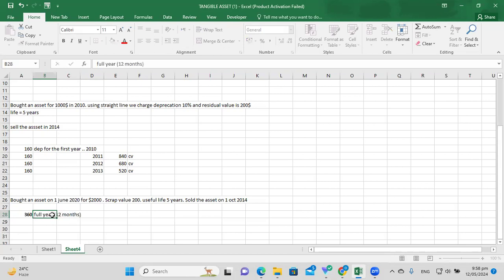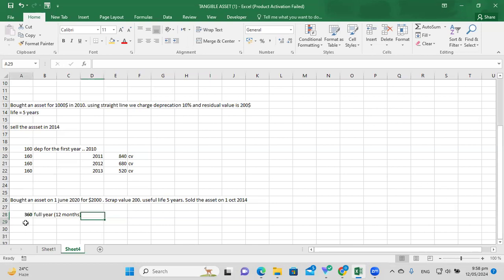All right. So now if we look in 2020, we bought the asset on 1 June. So how many months do we have remaining in 2020? We used the asset in June, July, August, September, October, November, December. So we have exactly 7 months. All right, June to December. We bought the asset on 1 June. We started using the asset on 1 June, and we used the asset this year for the 7 months.